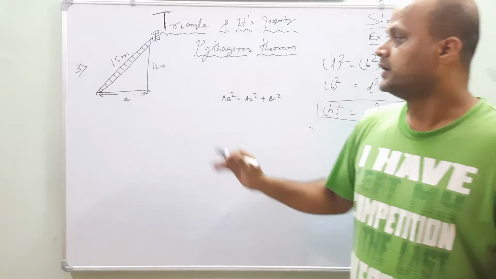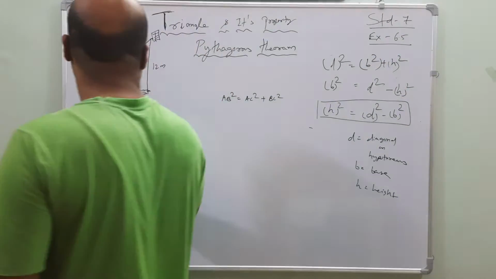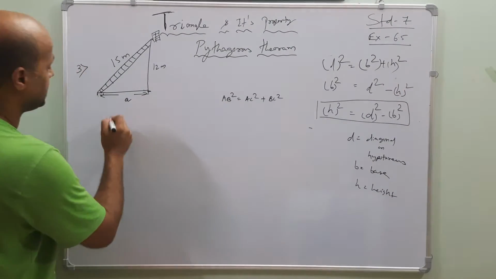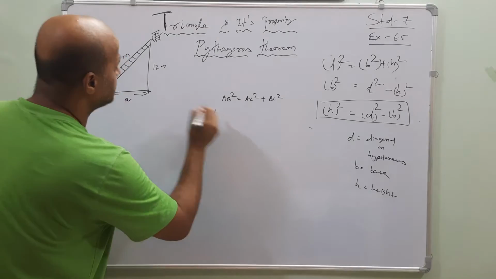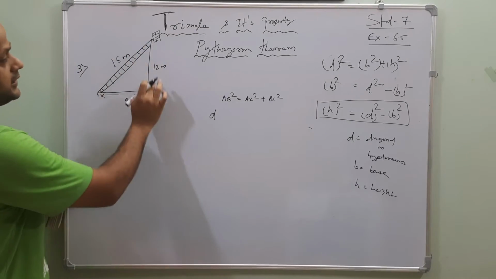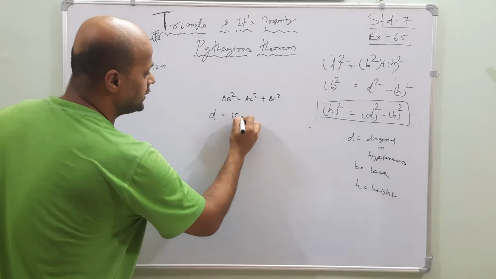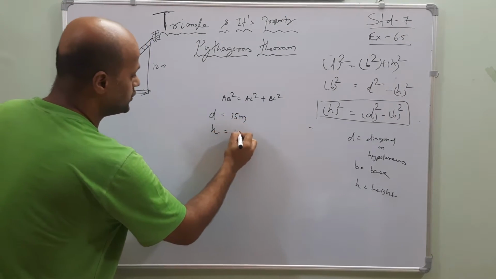Yes, very good. Here the ladder behaves as a what? Behaves as the diagonal. Okay, here the 12 meter wall is standing perpendicular. Now the wall will behave as the height. So I will write here: diagonal is equal to 15 meter, height is equal to 12 meter.